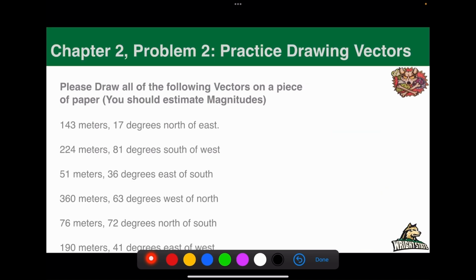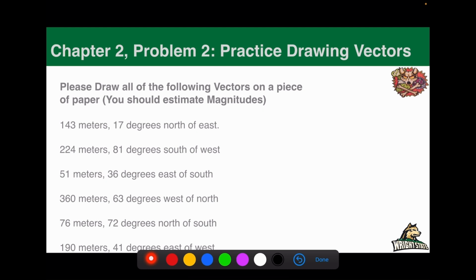Okay, so using that information, I would like for all of you to try to draw the following vectors on a piece of paper. Estimate the magnitudes, just meaning draw slightly different arrow lengths for this. You don't have to measure it out, guesstimate is fine. So please draw all the following vectors on a piece of paper. We have 143 meters, 17 degrees north of east; 224 meters, 81 degrees south of west; 51 meters, 36 degrees east of south; 360 meters, 63 degrees west of north; 76 meters, 72 degrees north of south; and 190 meters, 41 degrees east of west. So please try to draw these out, and then pause the video and come back in just a minute.